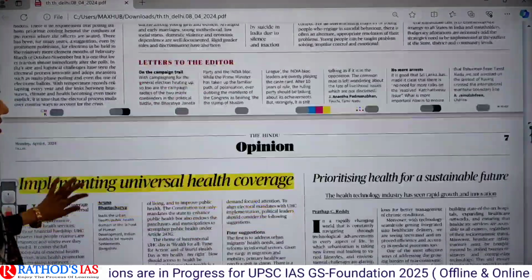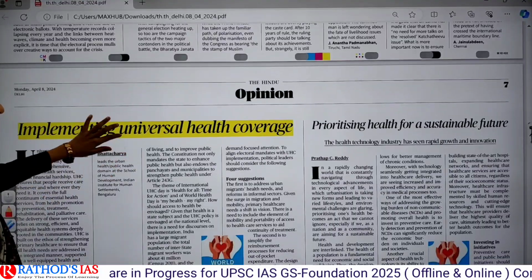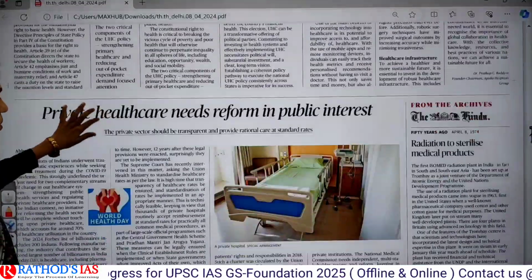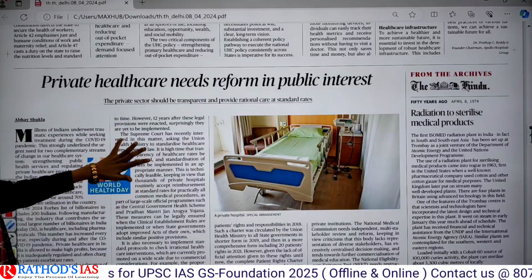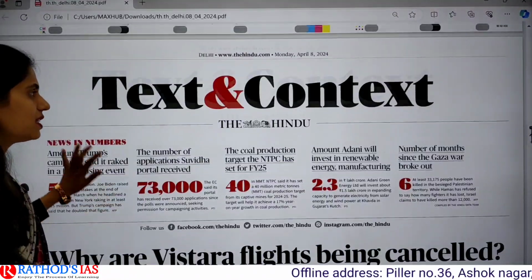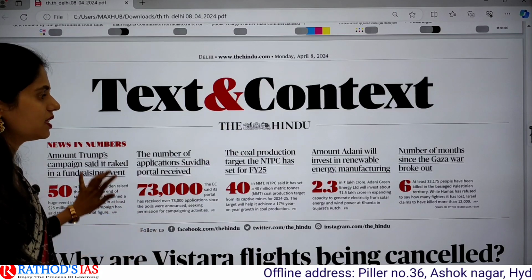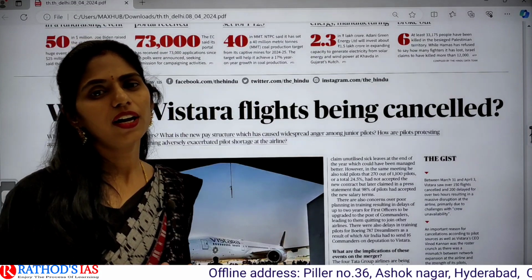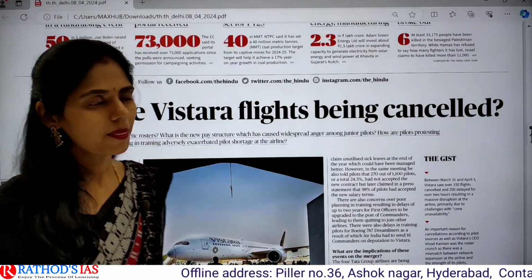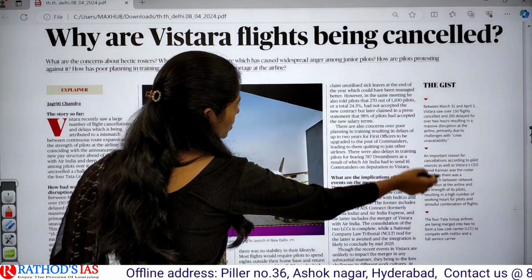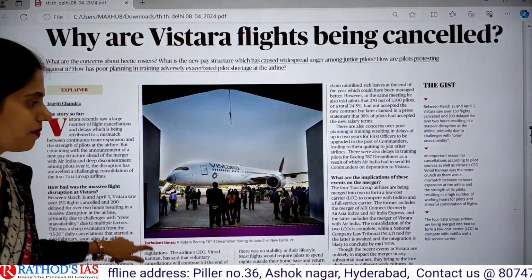And after this, here we have the opinion page. You have to see the opinion page for sure, and every day a data point will be there. You have to see this data point also. And this Text and Context is very important. In Text and Context you will normally get 2 articles. Those are very important topics, in a gist format. So at least you have to see the gist which is given for Text and Context.